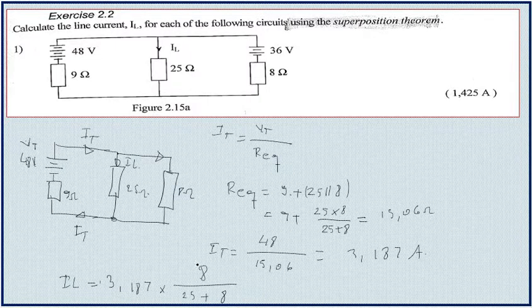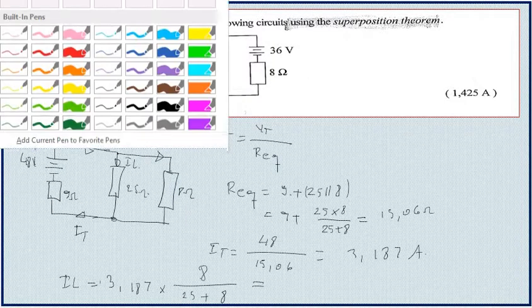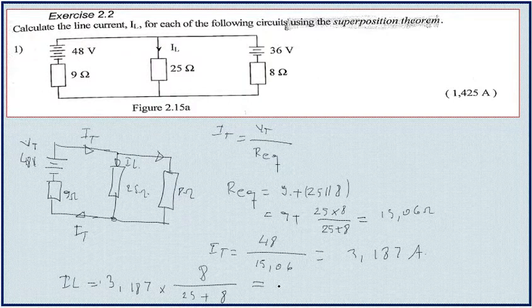So I use 8 ohm because I'm calculating the current in 25 ohm, not in 8 ohm. So that's gonna give me 0.7726 amp. So that is IL. I haven't yet finished.